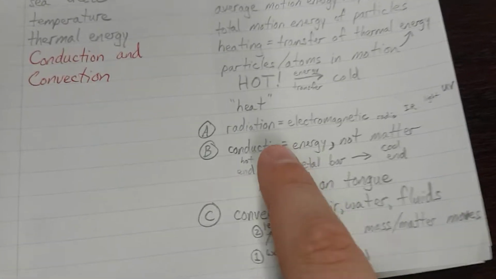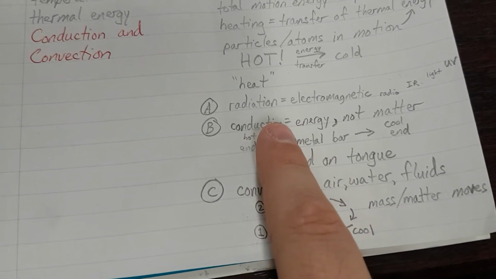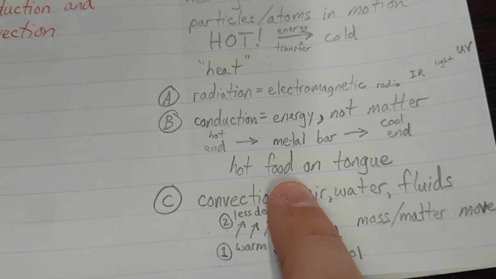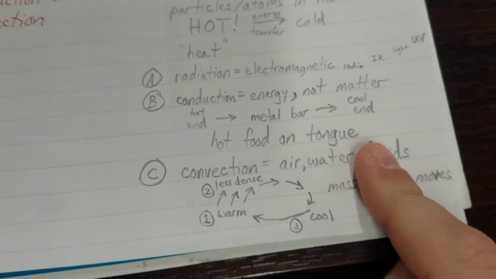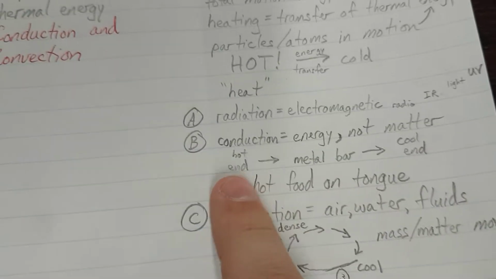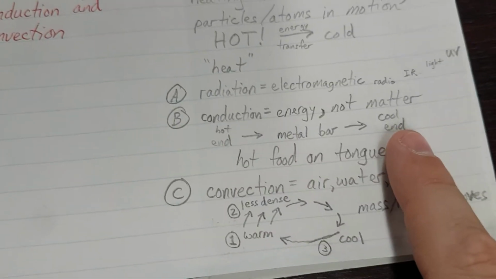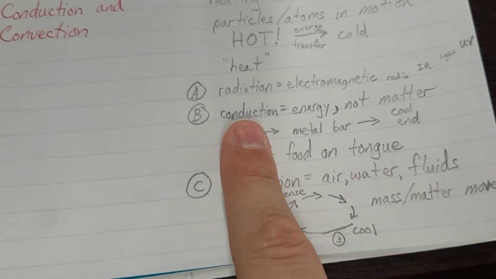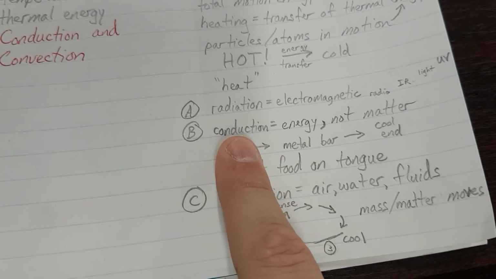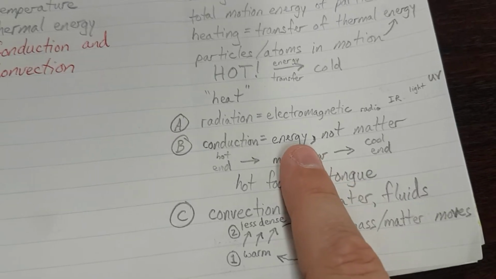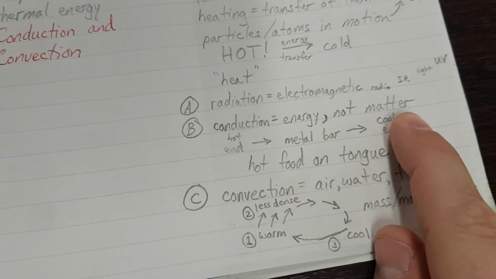Okay, another example of conduction where something hot is touching something cool. Hot food on tongue. When you touch hot food to your tongue, the hot food is the hot, your tongue is the cool, and that is conduction energy. Right? The food is not flowing into your tongue, but you are still getting energy. So energy, but not matter.